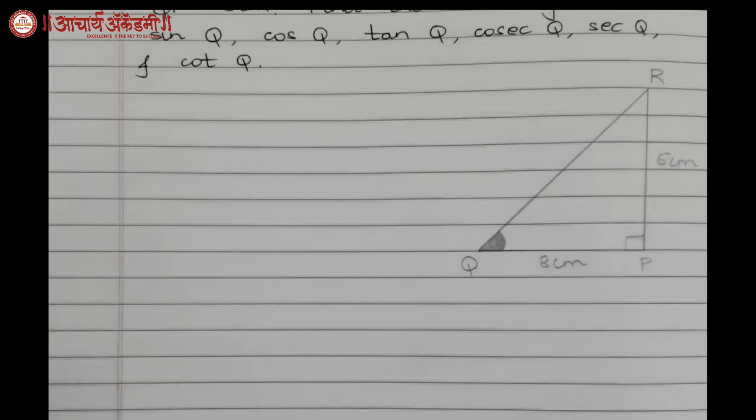How can we find the side QR if we are given the two sides and it is a right angle triangle? By Pythagorean theorem. Yes, correct. So by Pythagoras theorem, the value of QR will be 10 centimeters. What will be the value of sine Q? If QR is 10 centimeters, then what will be the value of sine Q? Can anybody tell me?